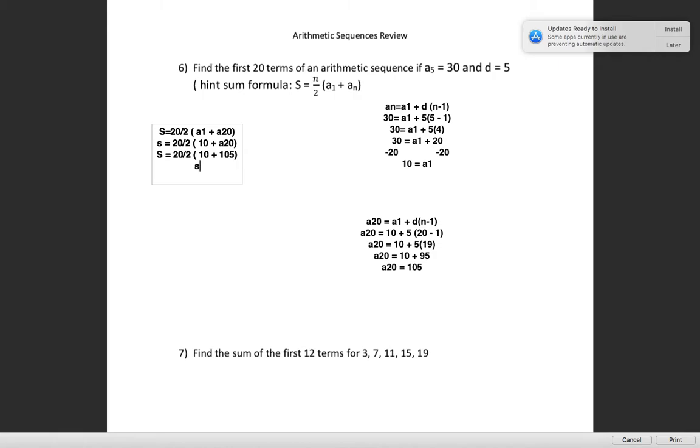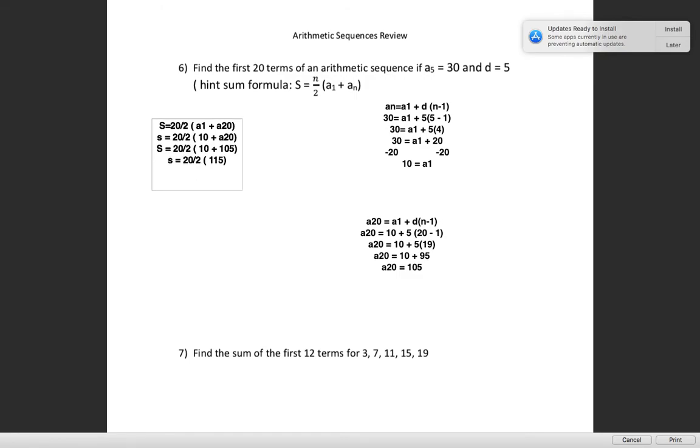Always do your brackets first. So S equals 20 divided by 2, and our brackets 10 plus 105, well, that is just 115. Our next thing now, are we going to multiply 2 times that or divide? This part's kind of tricky.